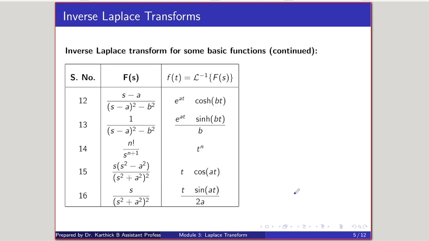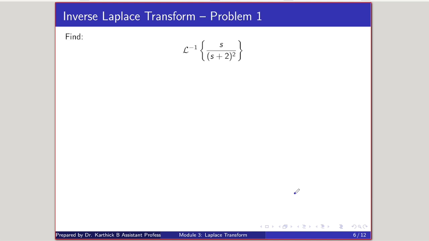We already know that the Laplace of t power n is n factorial by s power n plus 1. So if I take the Laplace inverse of these terms, it will be t power n. By using these formulas, we are going to solve the problems.